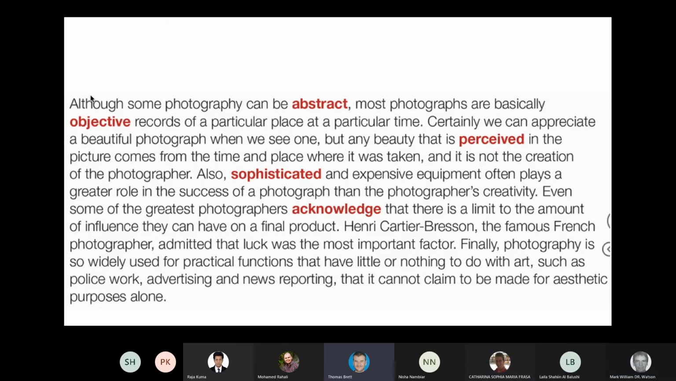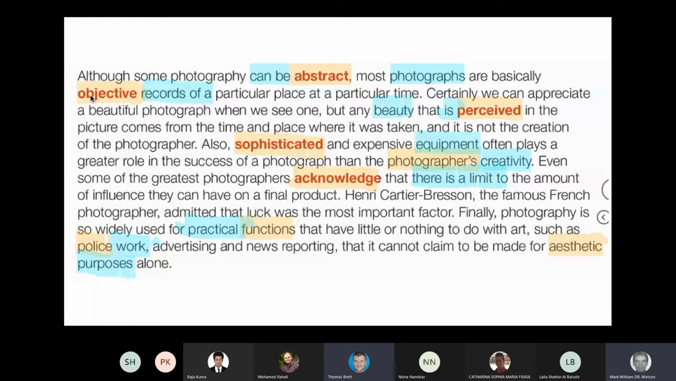Yeah, so often we might do a comprehension exercise based on this paragraph. Thank you for that. But we overlook some of the patterns, and these are very useful for the students. Here are some I've spotted: sophisticated equipment, photographers' creativity, acknowledge there is a limit. Police work, practical functions, yeah.